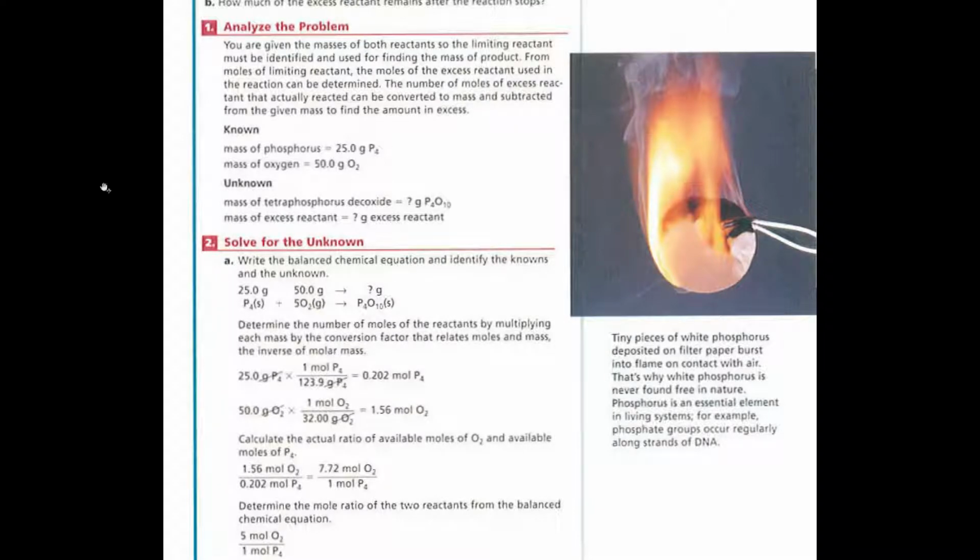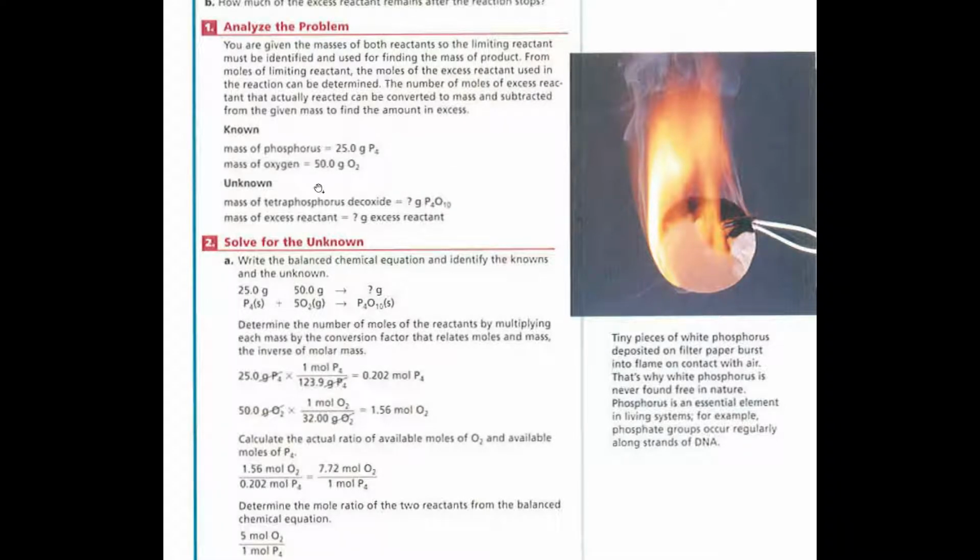So you're given the masses of both the reactants. The limiting reactant must be identified and used for finding the mass of the product. From moles of the limiting reactant, the moles of the excess reactant used in the reaction can be determined. The number of moles of excess reactant that actually reacted can be converted to mass and subtracted from the given mass to find the amount in excess. So this is essentially what we're trying to do.